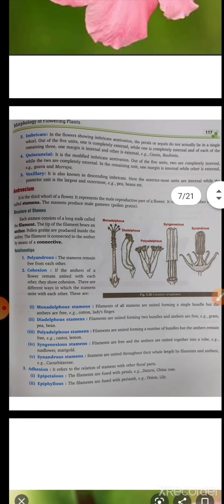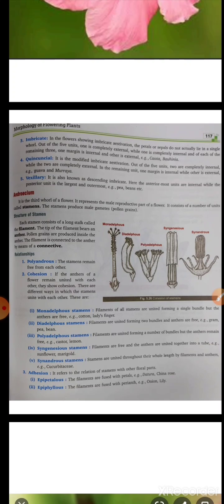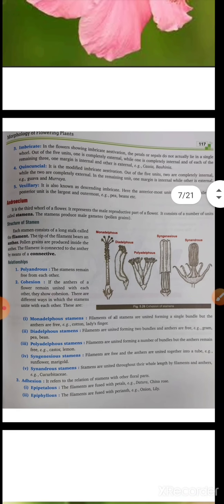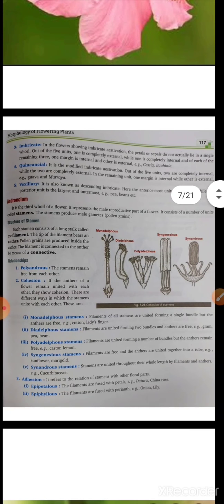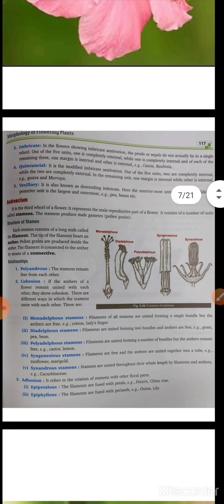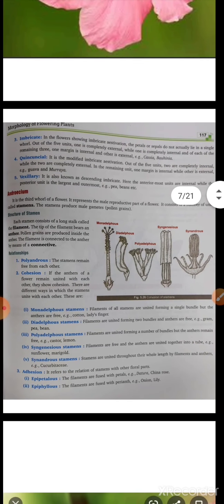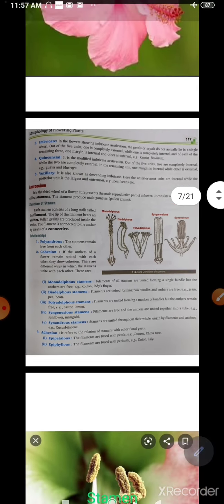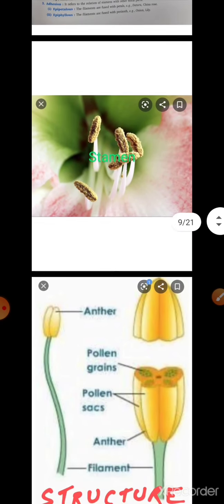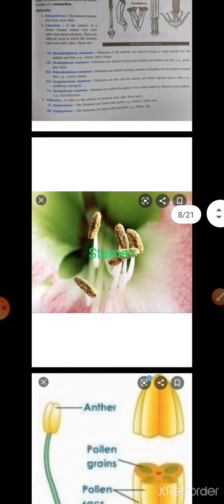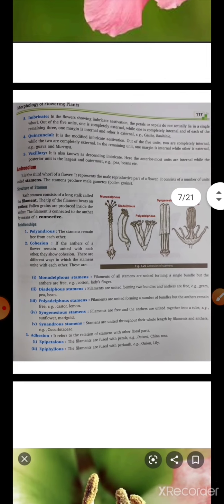Then we move on to the next one, that is quincunxial aestivation. It is the modified imbricate aestivation. 1 out of the 5 units is completely internal, while 2 are completely external. In the remaining unit, one margin is internal while the other is external, right? So that is the arrangement of quincunxial aestivation.